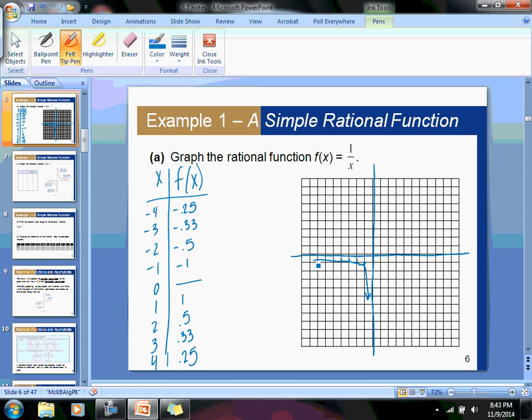So at 0, it's undefined, and then when we get to the positives again, we have 1, and 0.5, and 0.33, and 0.25. So again, the graph's going like this.